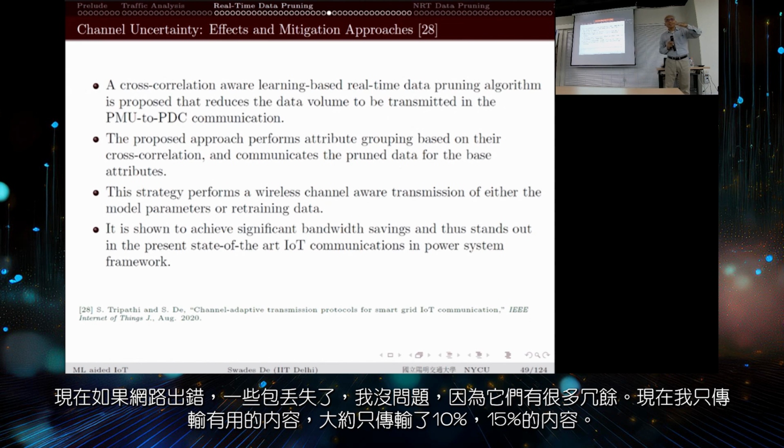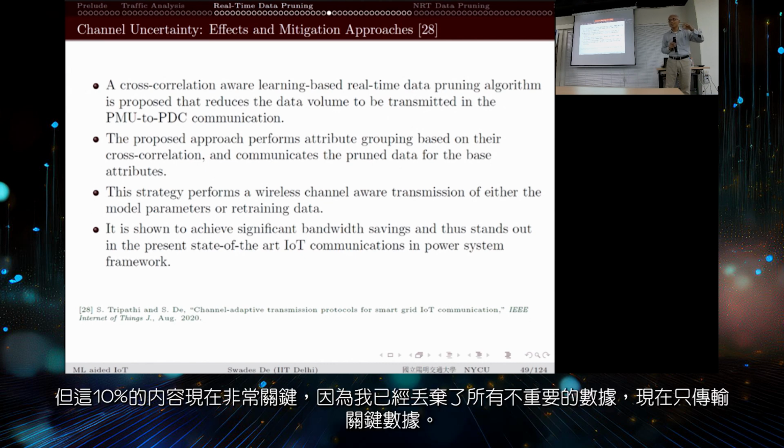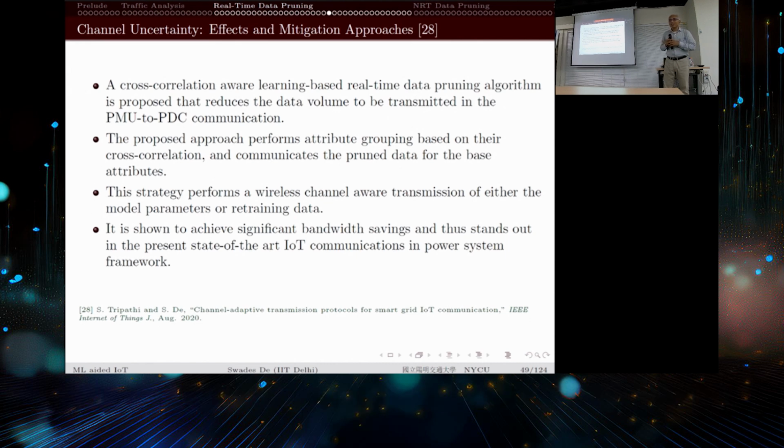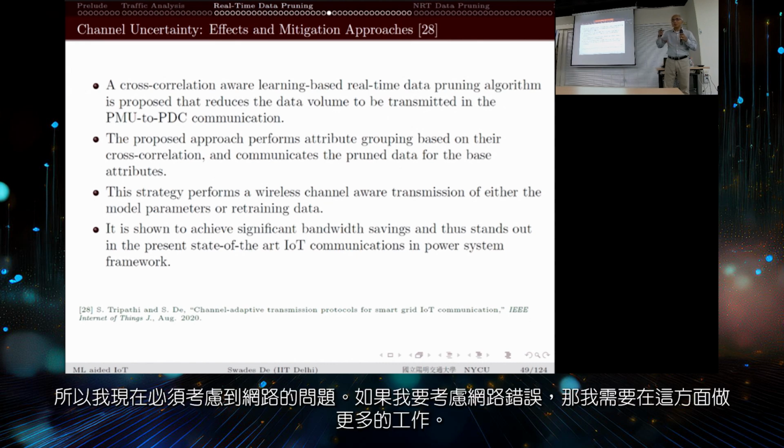Now if the network is erroneous, some packets are getting lost, I have no problem because they have a lot of redundancy. Now I am transmitting only the useful content, only about 10%, 15% content I am transmitting, but this 10% content is now very critical because all the uncritical data I have thrown away and only critical data is being transmitted. So I have to now account for the network. If I have to account for the network error, then I have to do something more on it actually.